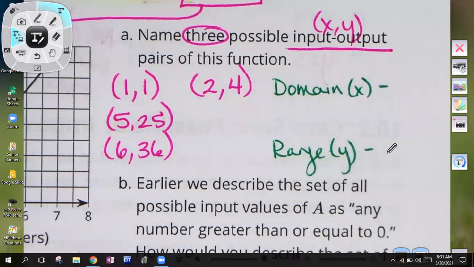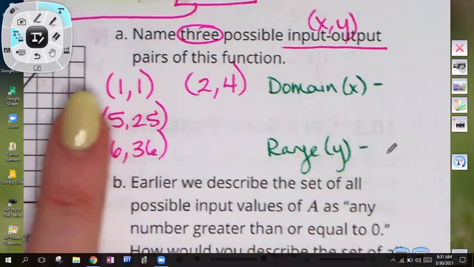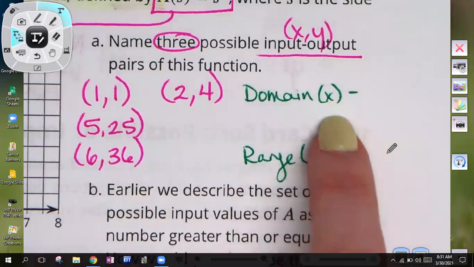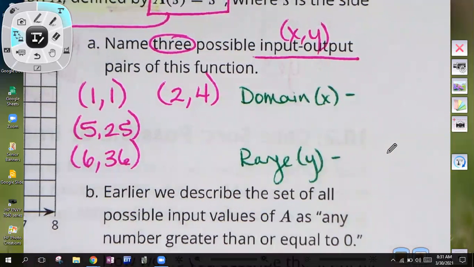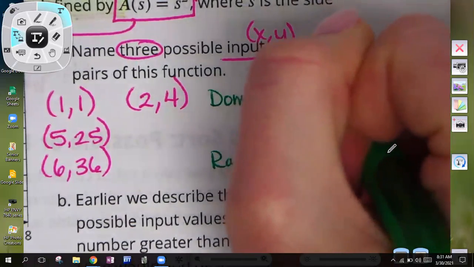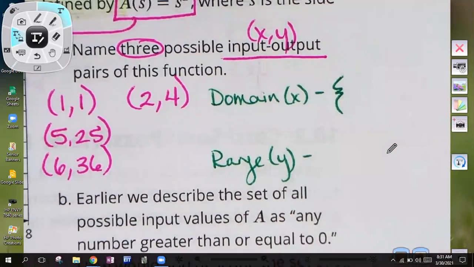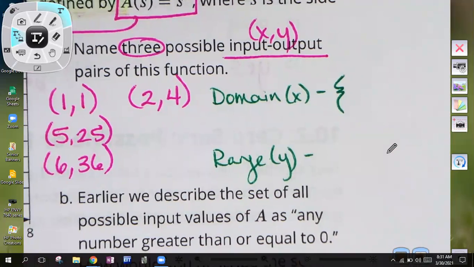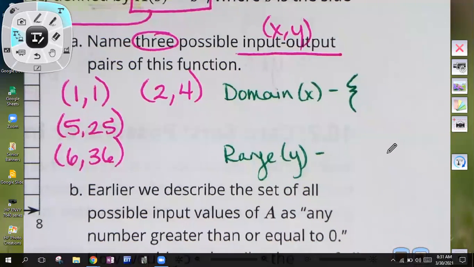Okay, so when you're given these input-output pairs and it asks you about the domain, all it wants you to do is list all of your X values, okay? So when you do that though, you have to put it in this little funky bracket. Don't ask me why. Just do your best. It doesn't have to be perfect. Just make a squiggly parentheses, if it looks like a nose and a mouth and a big chin.